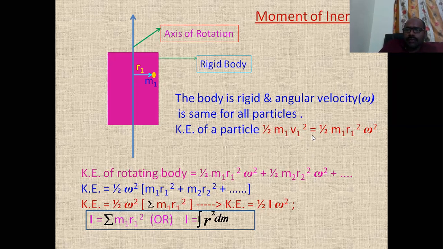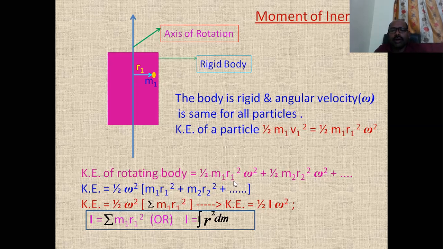So half m1 v1 square is equal to half m1 r1 square omega square. So it is for one particle only. If we write the kinetic energy of a rotating body, that means the kinetic energy of all the particles, it is the sum. We are adding the kinetic energies of all particles, that gives the kinetic energy of the whole body, that is the rotating body.